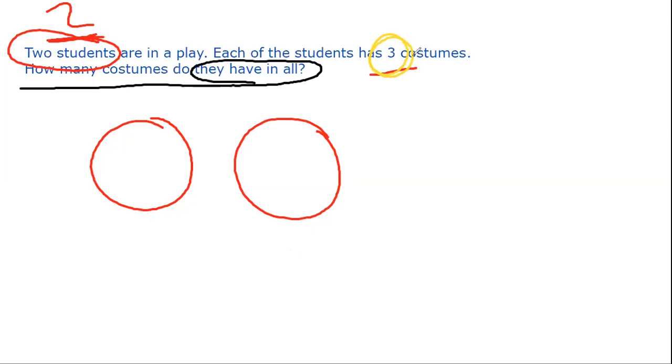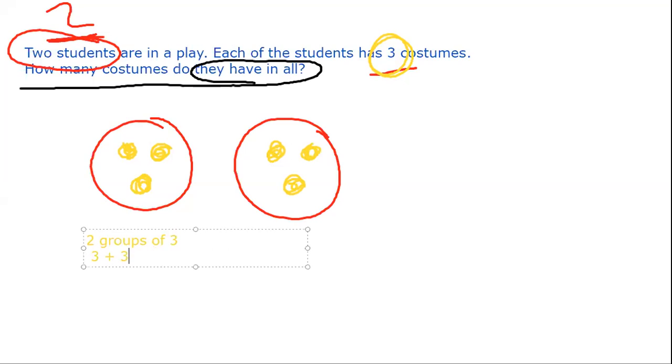Student one has three. One, two, three. There's one, two, three costumes in student A. Student B, or student two, also has three. One, two, three. Now that I have my picture drawn of equal groups, I think of it as I have two groups of three, right? Two groups of three.